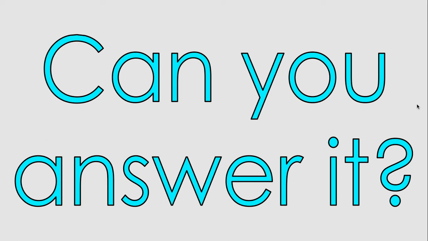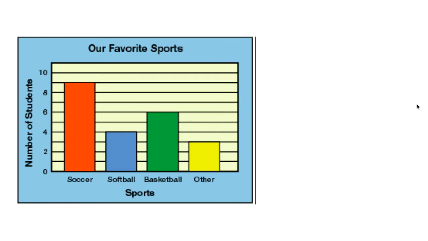Now we're going to take a look at some graphs and determine whether or not we can answer the questions that are being presented. First thing I'm going to do is look at the different parts of this graph. The title is our favorite sports, and I see that on the bars, it means soccer, softball, basketball, and other. And then my axis label says number of students, so it goes up to 10.